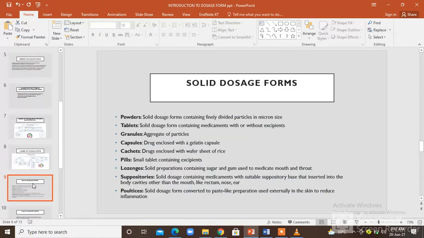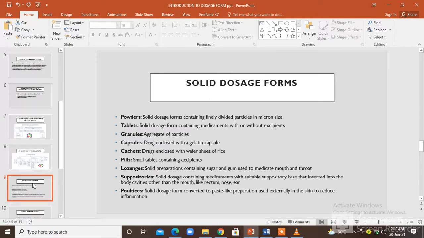What are the solid dosage forms? Solid dosage forms include the powders, tablets, granules, capsules, cachets and pills, suppositories, lozenges and poultices. The powders are the solid dosage form that contain finely divided particles in micron size, and the tablets are the dosage form that contain the medication or the active ingredient with or without the excipients, and the granules are the aggregates of the particles of the active ingredient.